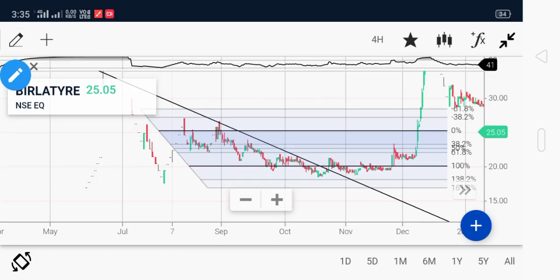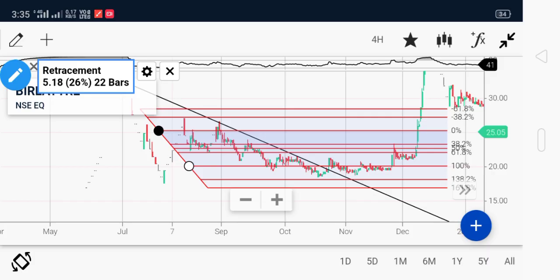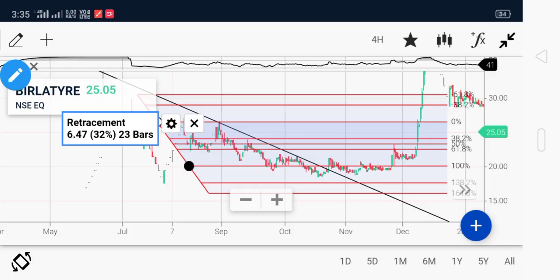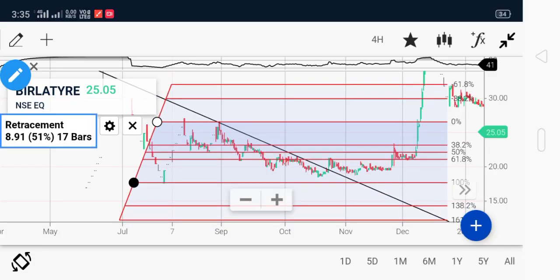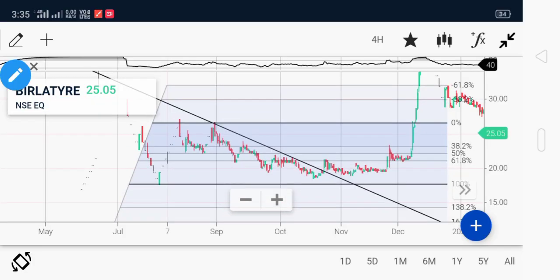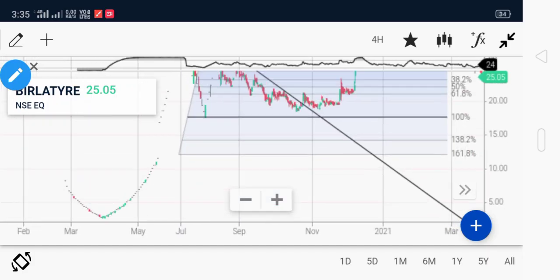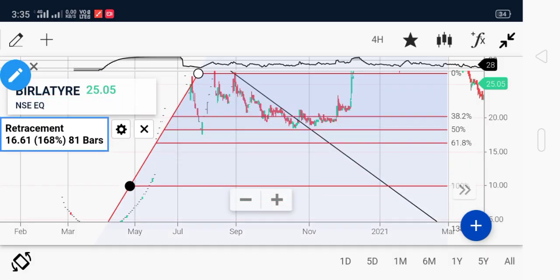So see, this is the Fibonacci. We place the 0% on the top and 100% on any of the previous swing. So I will have to find the swing. Where is a previous swing? It's right here.